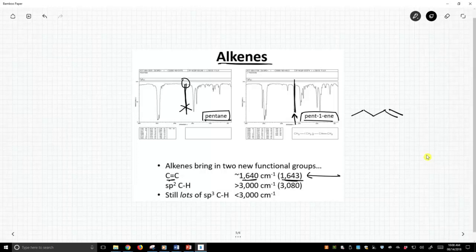One other thing, notice when we look at our line, we have our line at about 3,000 wave numbers. We said these are our sp3 CHs. What do we also see? We see this new little peak just past 3,000, greater than 3,000 wave numbers. And that is a sign of sp2 CHs, which of course we see on 1-pentene. We have these hydrogens coming off of an sp2 hybridized carbon, and they show up a little bit differently. That's a different type of functional group, and so it tends to give a different identifiable peak in our IR spectrum.